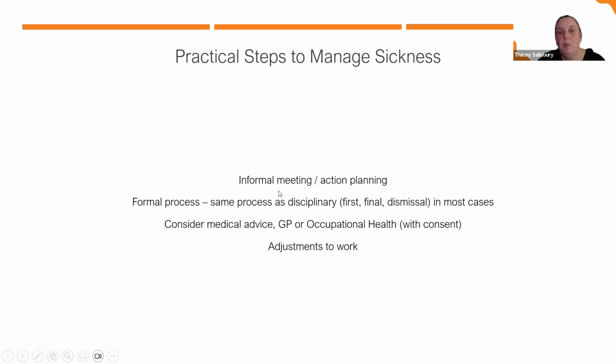If you need to go down a formal process, it's the same process as disciplinary. So somebody would need to go through a first, a final, a dismissal. Obviously, there are exceptions to that, and you may have cases where somebody cannot work again, and you might jump those early stages. Some companies will refer to this process as being a capability process rather than a disciplinary process, but it's exactly the same principles. Obviously, consider that you can get medical advice, so whether that comes from a GP or from occupational health, the person will need to consent to those, but that's always an option for you.